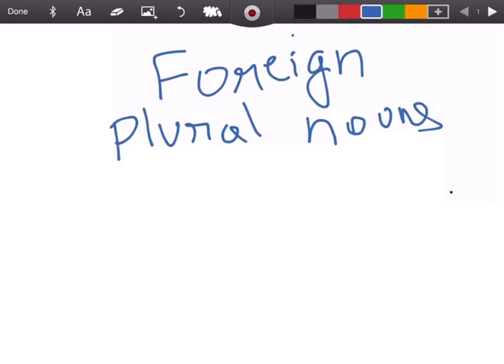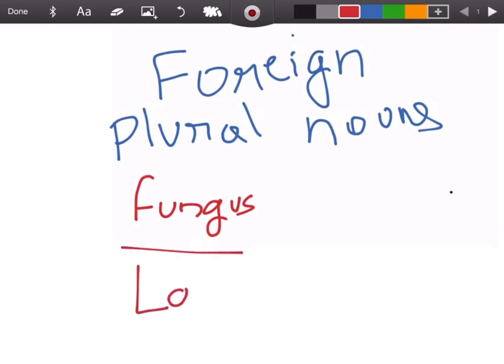Our first example, I'll take it in red and I'm going to write fungus. Fungus is a borrowed word. Fungus was actually borrowed from Latin. This comes from Latin. So fungus is the word from Latin.